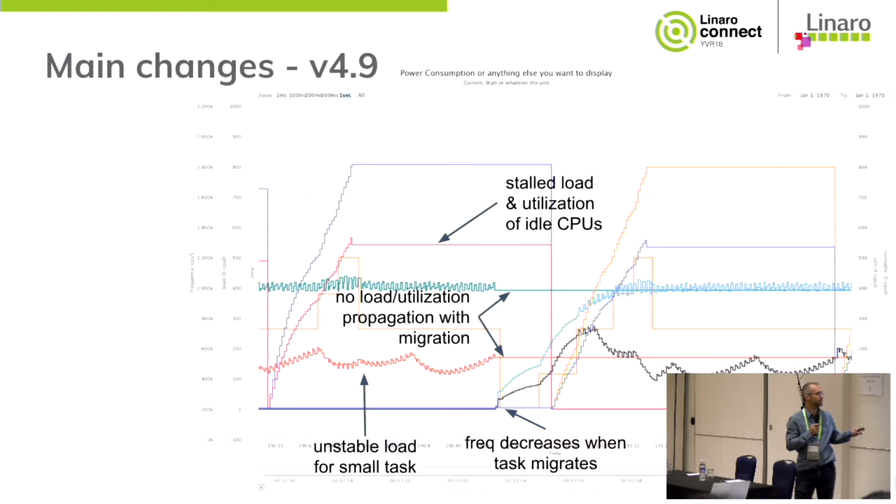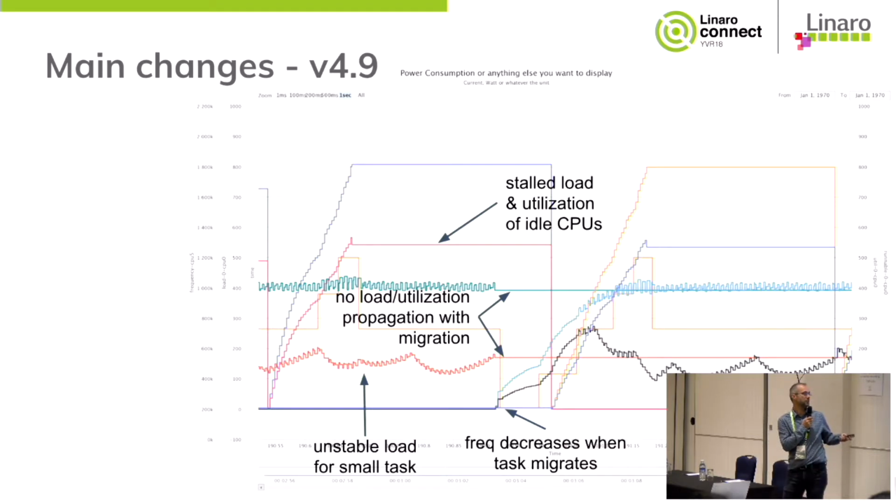Which means that we had to wait for the load tracking mechanism to stabilize to the new state. And because in the scheduler we are often migrating tasks in order to optimize the utilization of the CPU, at the end your utilization or your load was not really accurate compared to your current state. We had a few other problems, which were about stability. For some small tasks, the load was moving around without any good reason.